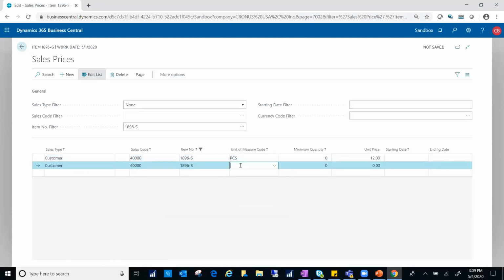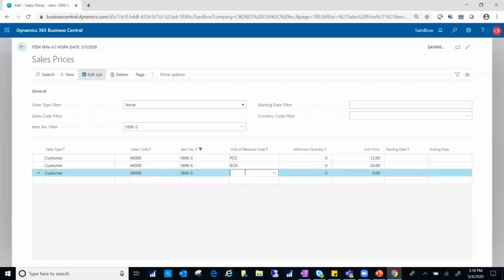What if you sell it in a different unit of measure? For example, box. You sell by pieces, and then you also sell by boxes. Again, minimum quantity, I don't care how many they buy, but if they buy it by box, it's going to be $30 a box. So that way you have things covered where if the customer orders it by box or orders by pieces, the set price is there.